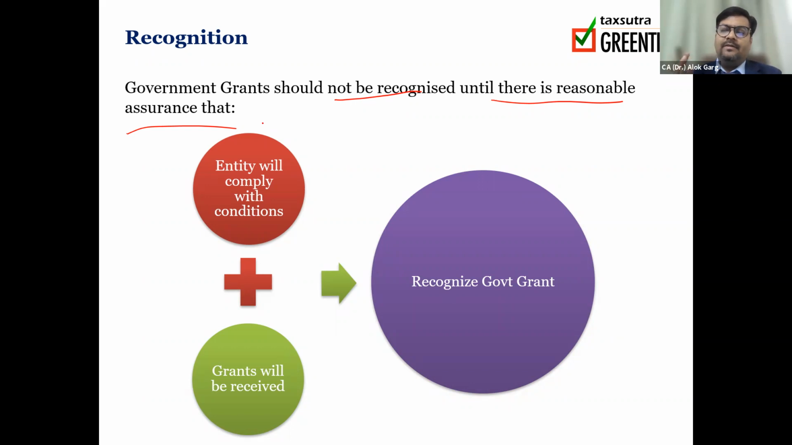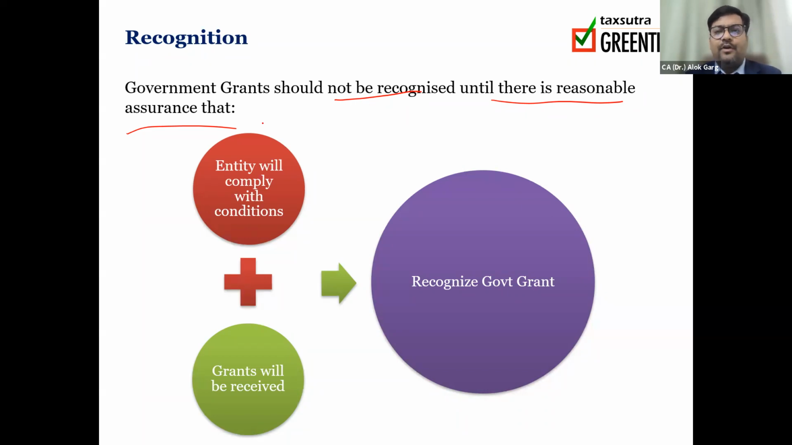Okay. And the government has given a condition that you have to generate employment to the extent of 5,000 people in the next 5 years. Okay. So the money has actually been received. Now the amount has been received, but as an auditor, as an accountant, you need to see whether the entity will be able to comply with the condition.